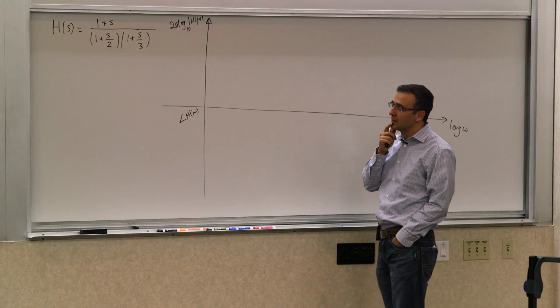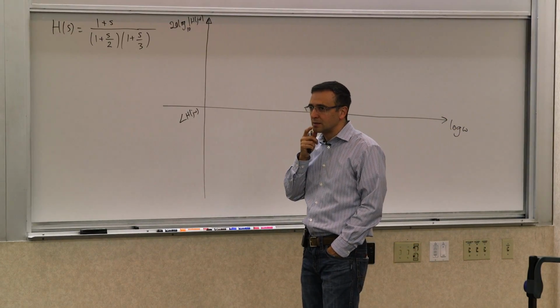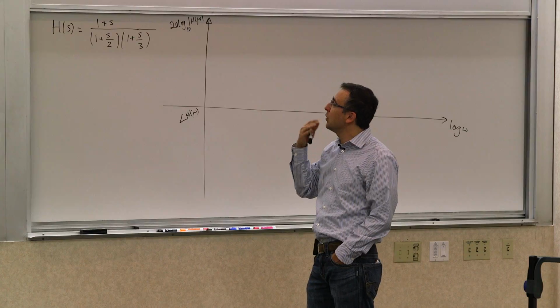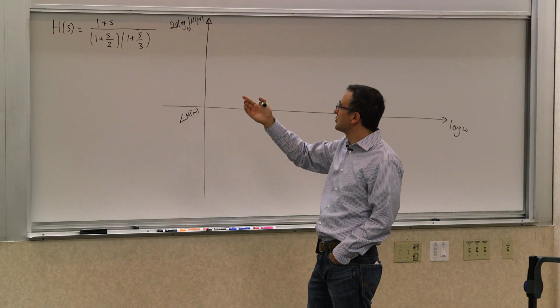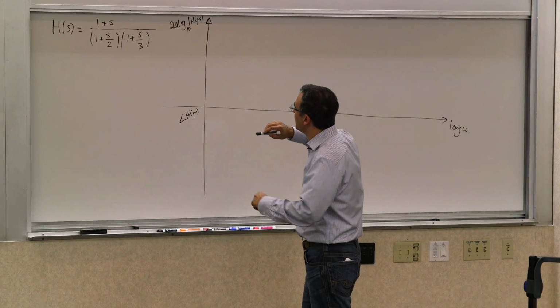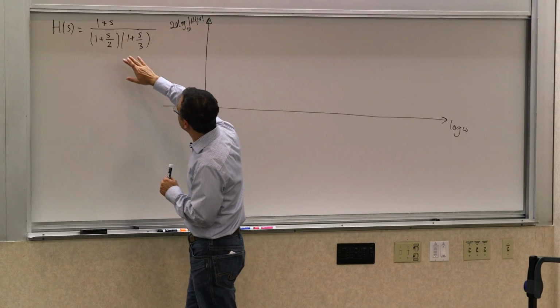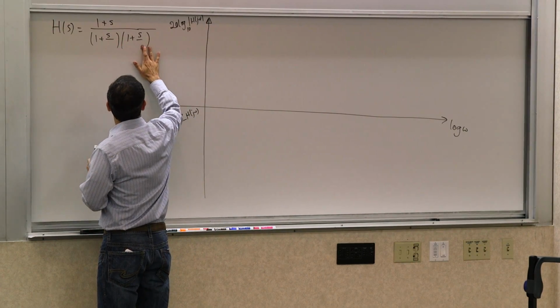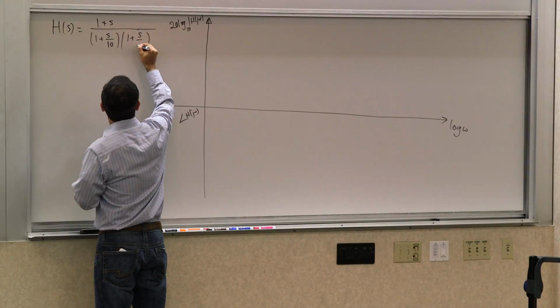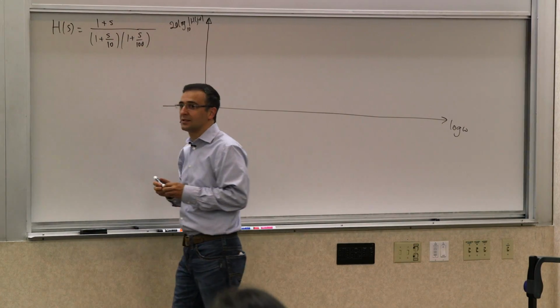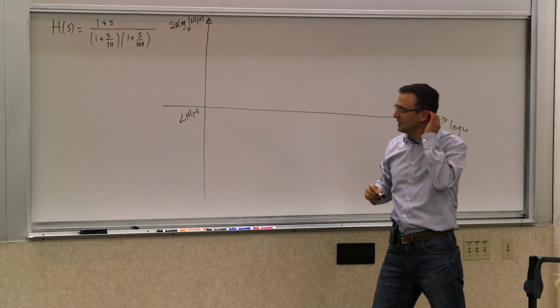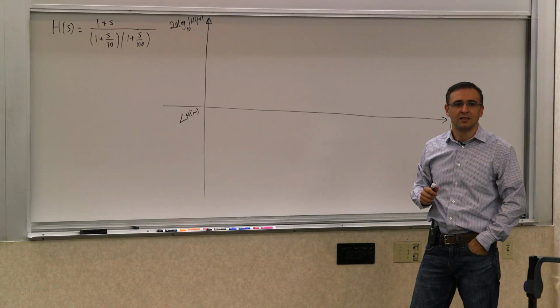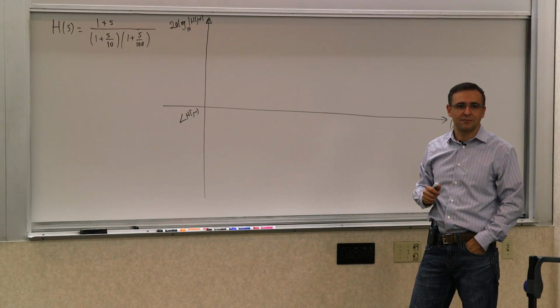So how do we do that? Well, first of all, let's look at it at very low frequencies. So what does each one of them give us? So let's look at the asymptote association. Well, let's make this a little bit different. Sorry, let me make it 10 and 100. It would be easier to look at. Otherwise, it becomes a mess.